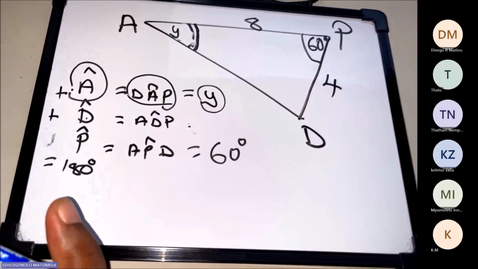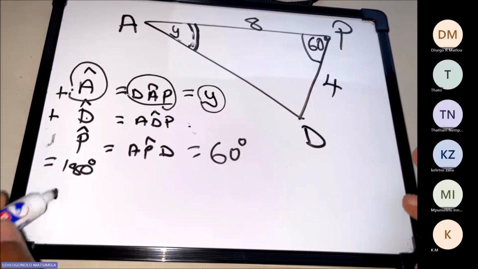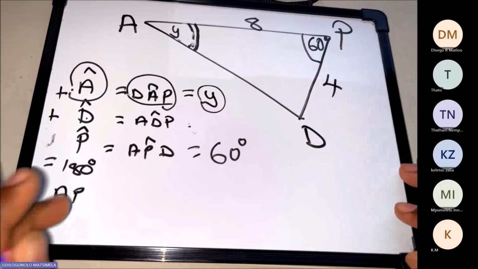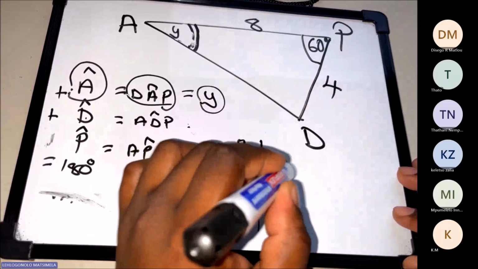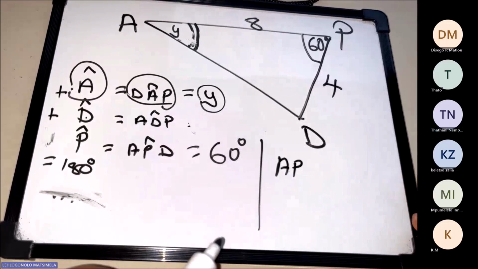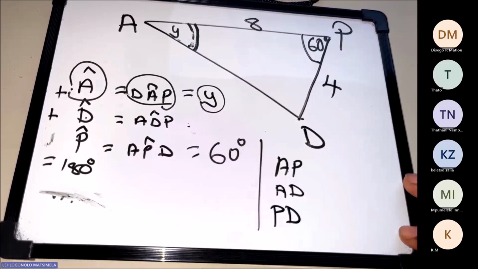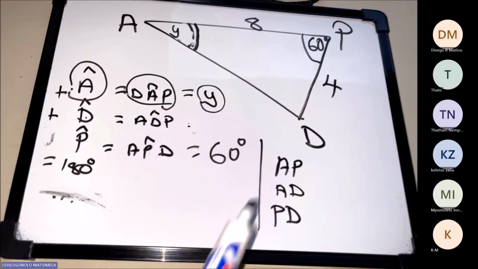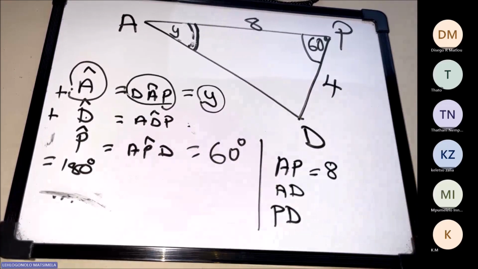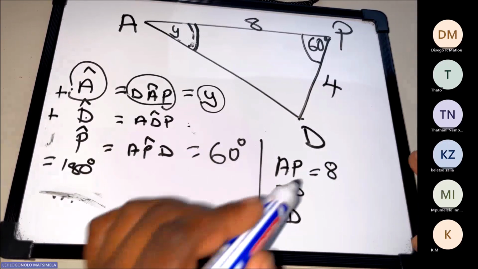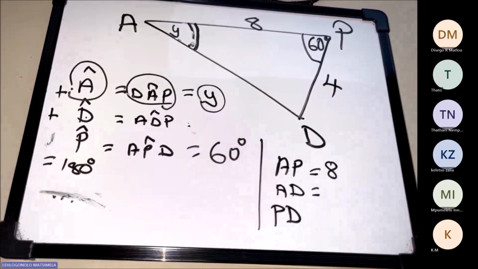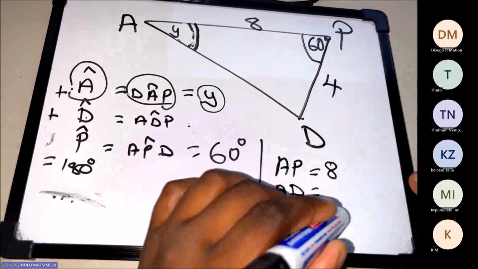That's the angles. Let's reference the sides. We have side AP with capital letters. We have side AD. We also have side PD. That's how we reference the sides. In substitution, when they have the values, side AP becomes 8, as a number for measurements. Side AD doesn't have a value, so we leave it as side AD, while side PD has the reading, which is 4 units.